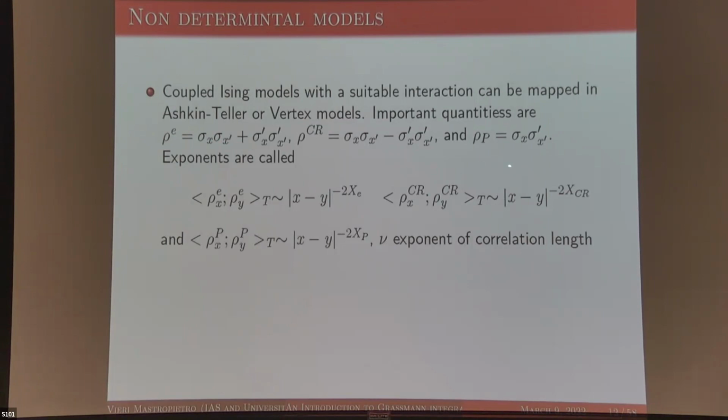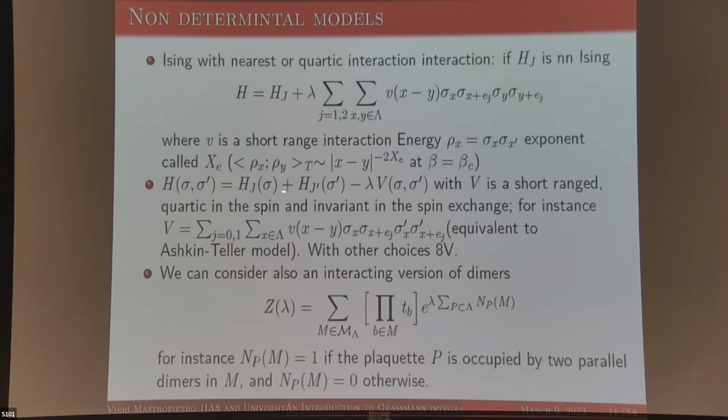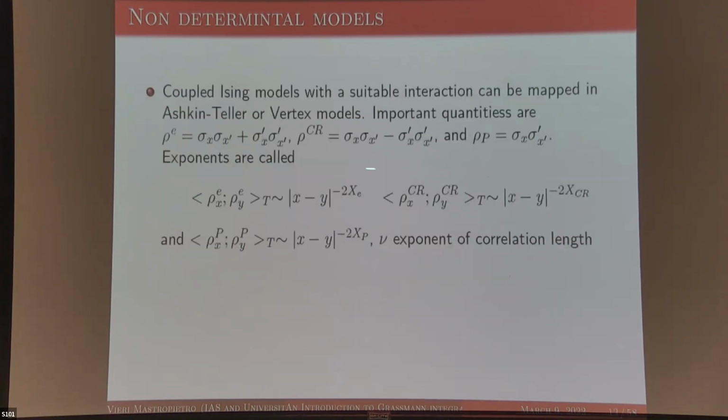So let me introduce some exponents. For instance, for the Ising model, I will come back. So I will call energy the sum of the spins. You remember that here I'm considering this sum sigma sigma prime, so two Ising models with a perturbation, with an interaction quartic. This is a notation of Kadanoff. You call A the sum of the energies, sigma and sigma prime. You call crossover the difference. You call polarization sigma sigma prime. And then I will call XC, XR, and XP the exponents at the critical point.